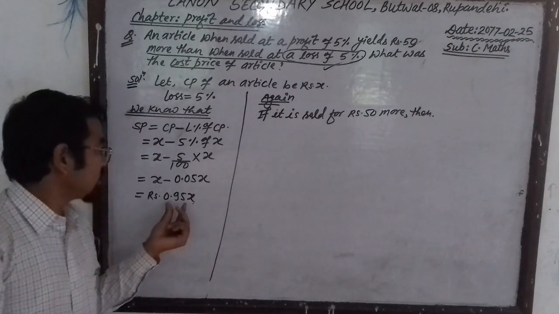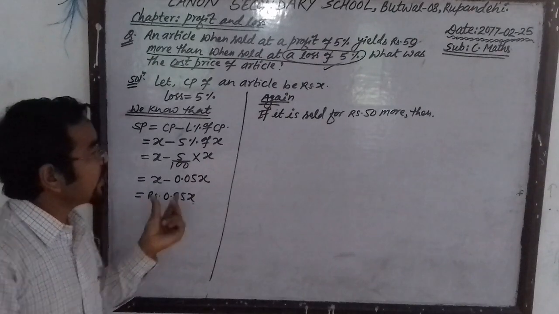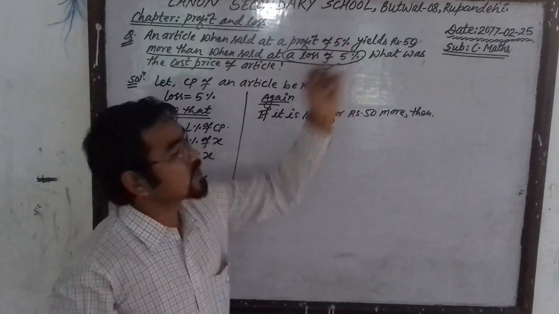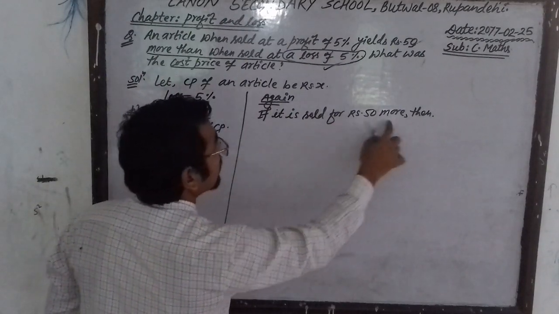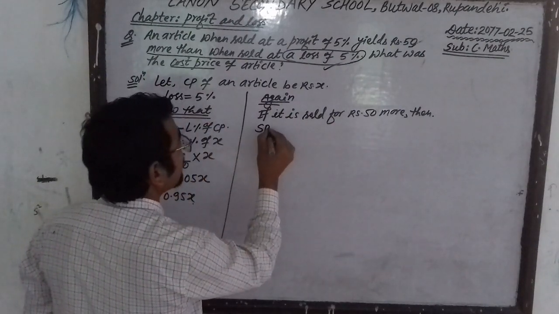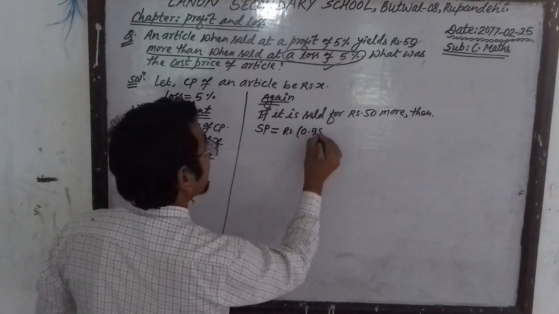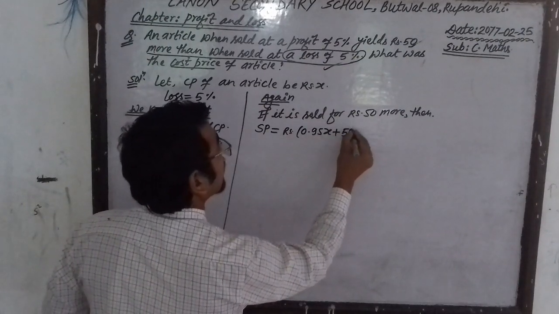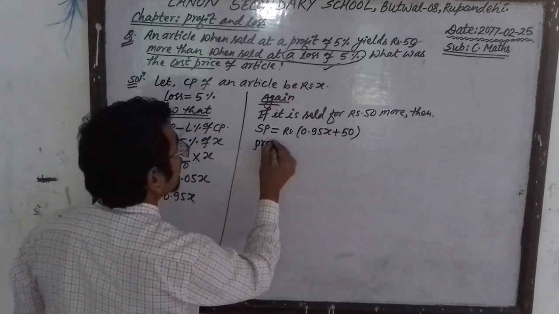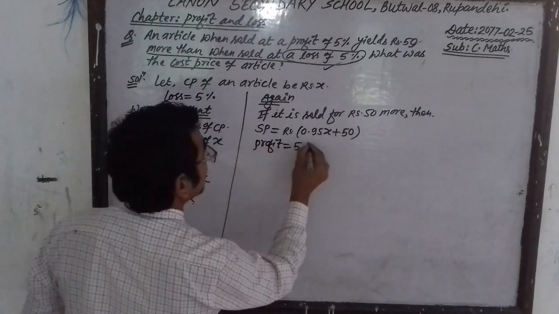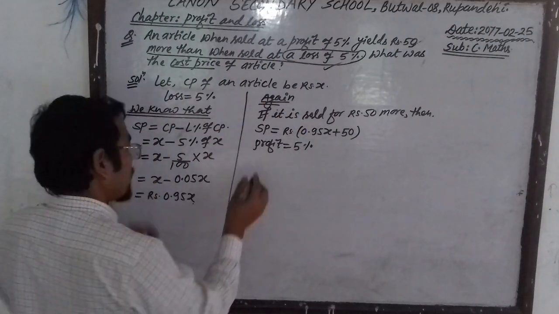Everybody knows that in the previous selling price, in which we are getting 5% loss, if we add rupees 50 more, then we get 5% profit there. So according to this question, if it is sold for rupees 50 more, our selling price becomes the previous one, 0.95 X, plus this 50 we have to add. Then profit is equal to 5%. We have SP, profit, and CP already.